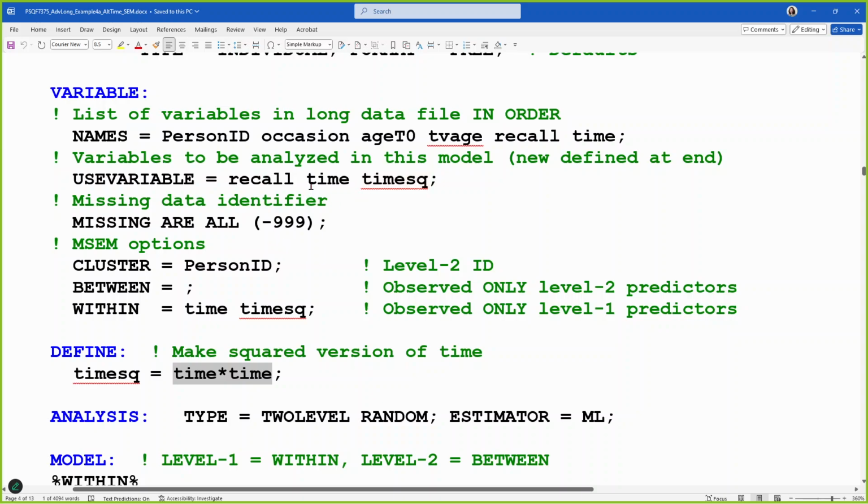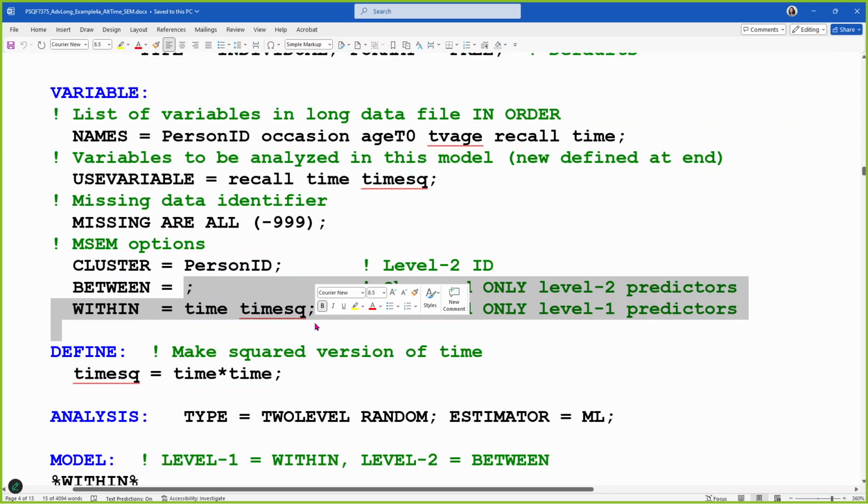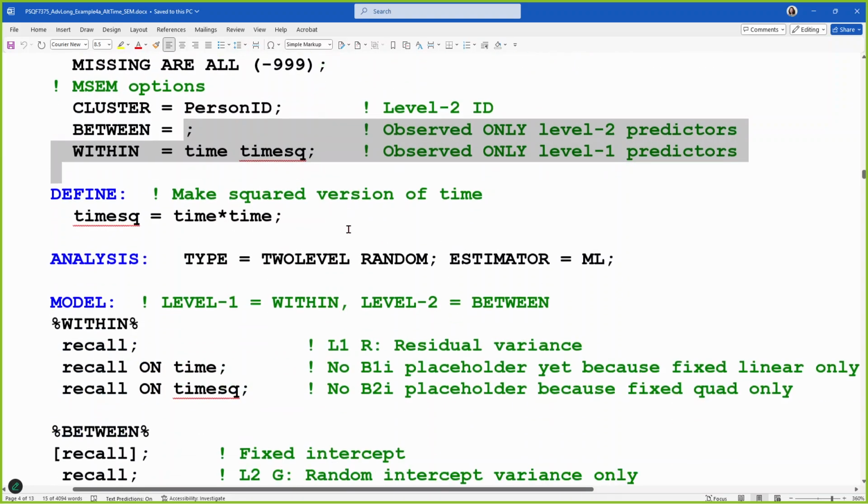I then list time and time squared in the use variables because I'm bringing them into the model, and time squared has to go last or it will yell at you. So it has to know which variables that exist you want in your model, and then it looks for the ones that you've defined here. Time and time squared also go onto the within statement because we want to use them in the level 1 model only. We don't want it to try to figure out how much of time and time squared would be residual versus random intercept. We don't want it to do that, so we're leaving it there. So note that recall, for instance, is in neither of these places. That's why recall then gets a random intercept variance and a residual variance estimated.